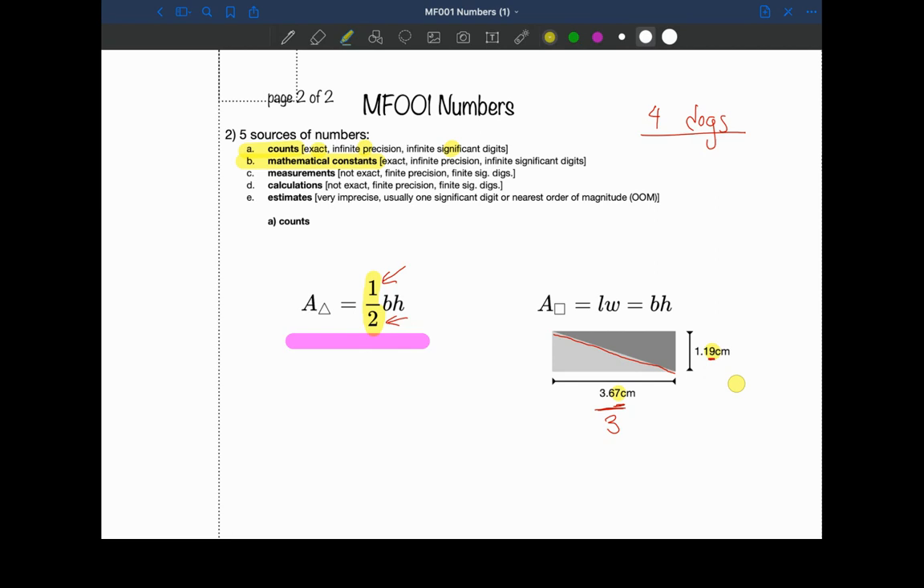So what that means then is that when we have a measurement, it is not an exact number. It has finite precision. In the case we've got here, they each have 3. So it has exactly 3 significant digits. Now, of course, when we perform a calculation, the calculations are based on those measurements. So it also is not exact. It also has finite precision and a finite number of significant digits. The last example or source of numbers that we're going to deal with in the course are estimates, and we are going to save that for a later lesson.